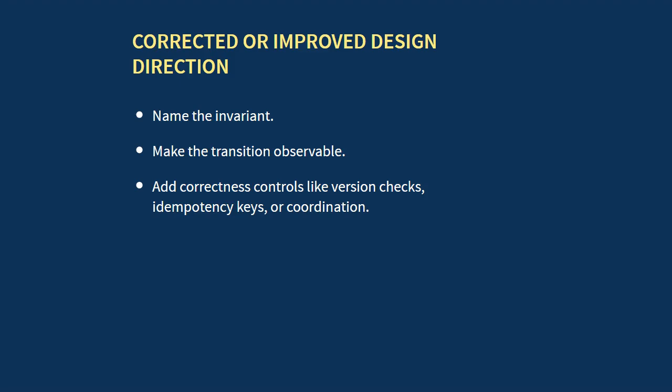To mitigate these risks, we must clarify the invariant that our system must maintain. By making state transitions observable and implementing controls like version checks, we can establish a more robust framework that minimizes potential failures. How do version checks specifically help with this? They help ensure that a worker only processes a request with the appropriate and current state, avoiding actions based on stale data.